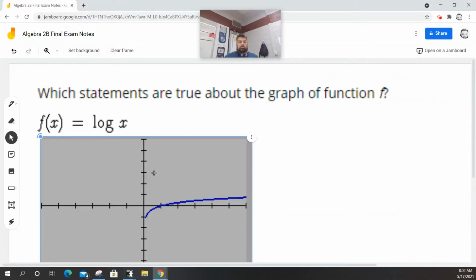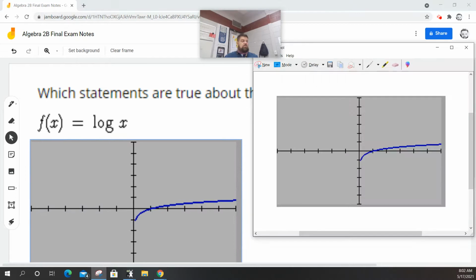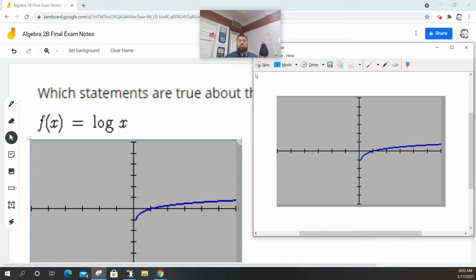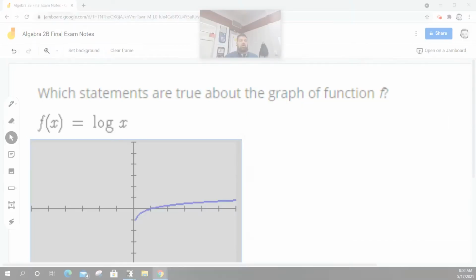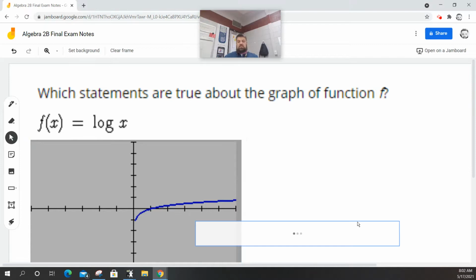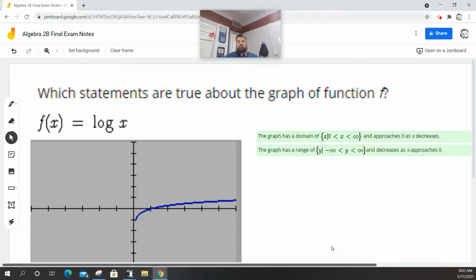So if I look at that graph, there's two things that I notice about the domain and range. And those two things are basically the end behavior, the domain and the range, and then the behavior. So let me just paste. I'm going to just literally copy and paste.